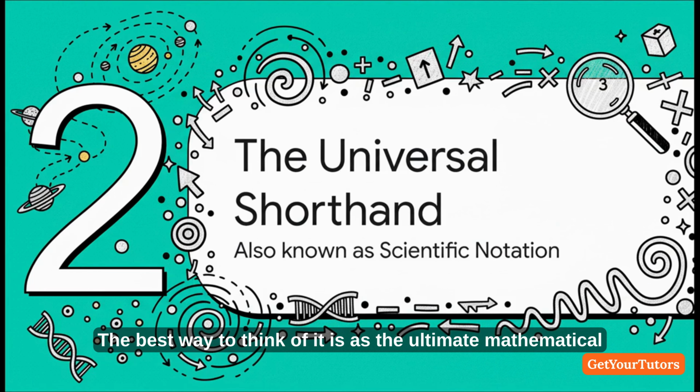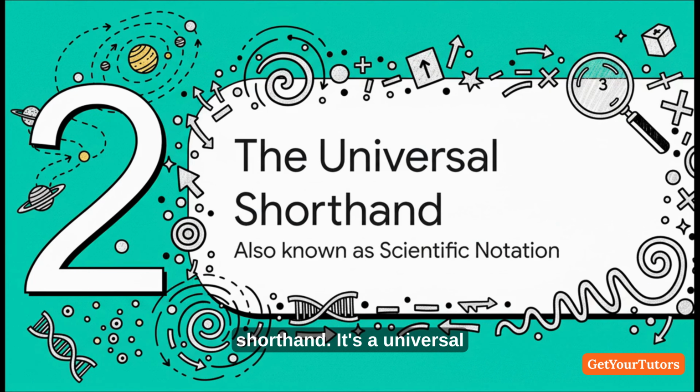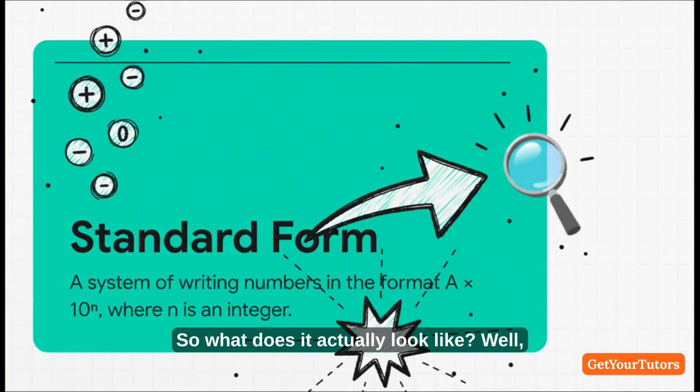The best way to think of it is as the ultimate mathematical shorthand. It's a universal system that lets us write any number, no matter how ridiculously huge or small, in a way that's clean, simple, and way harder to mess up. So what does it actually look like?